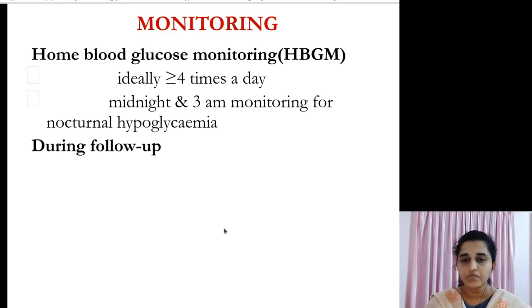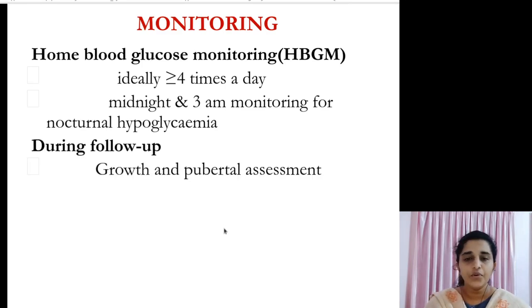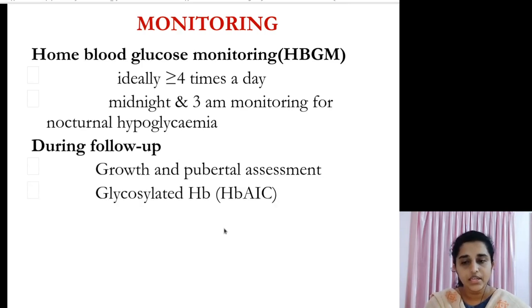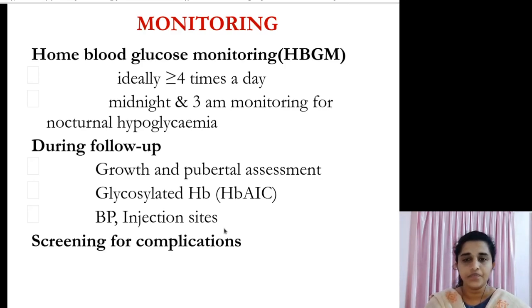Okay. Next, during follow-up, growth and pubertal assessment is important. Glycosylated hemoglobin level we have to monitor, and BP of the child we have to monitor, and especially the injection sites. And we have to screen the child for any complications. We'll see the complications.